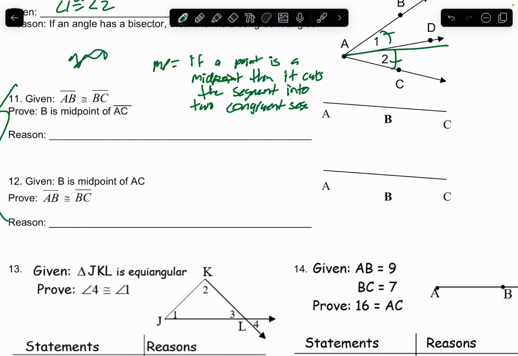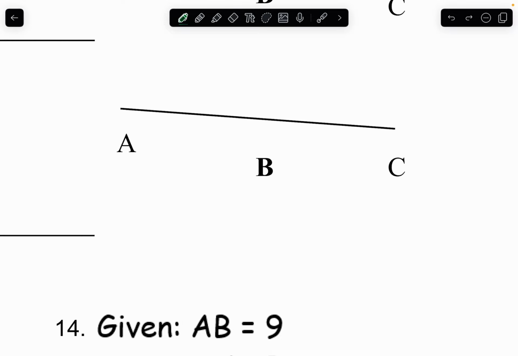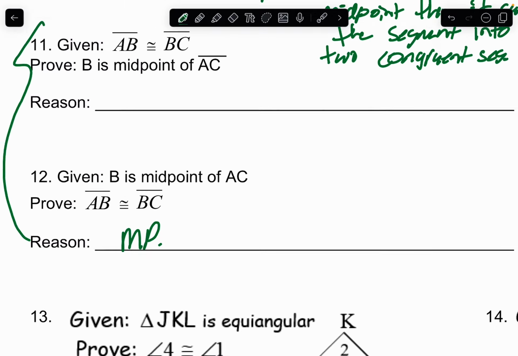It is the midpoint that creates 2 congruent segments. So let's look at these. If I tell you it's a midpoint, look at number 12. If I said, hey guys, B is the midpoint, what would you know? You would know that AB and BC are congruent. That is just the definition of midpoint. I'm going to call it MP. Okay, what about the other one?